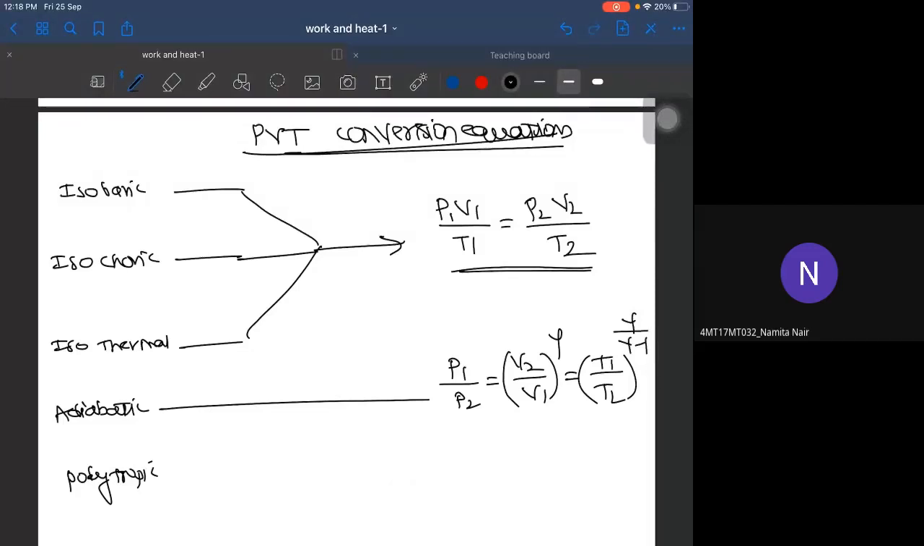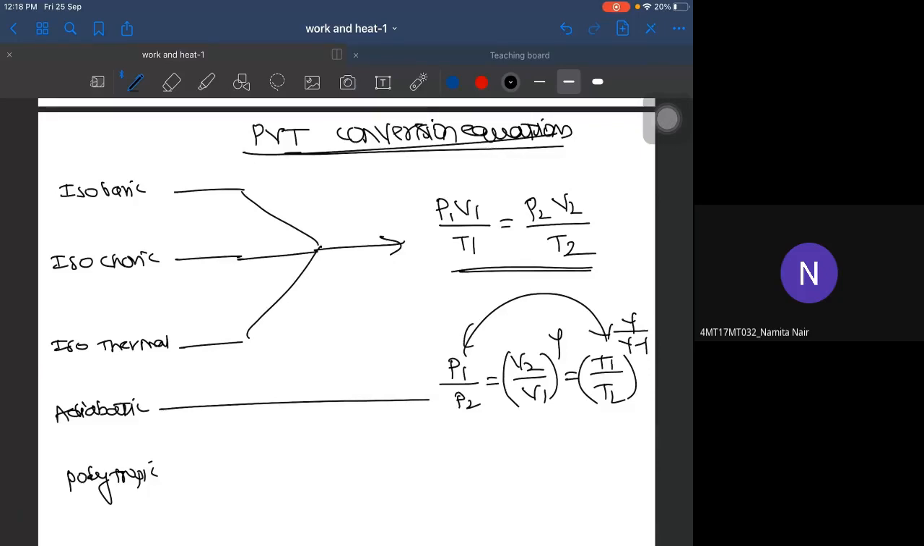So what it says is P1 by P2, I told you, it is always P1 by P2. It is always V2 by V1, wherever you go in thermodynamics. So it is always V2 by V1 and it is always P1 by P2. So P1 by P2 is equal to V2 by V1 whole to the power of gamma, and the pressure and temperature are corresponding. Okay, so T1 by T2 whole to the power of gamma divided by gamma minus 1.